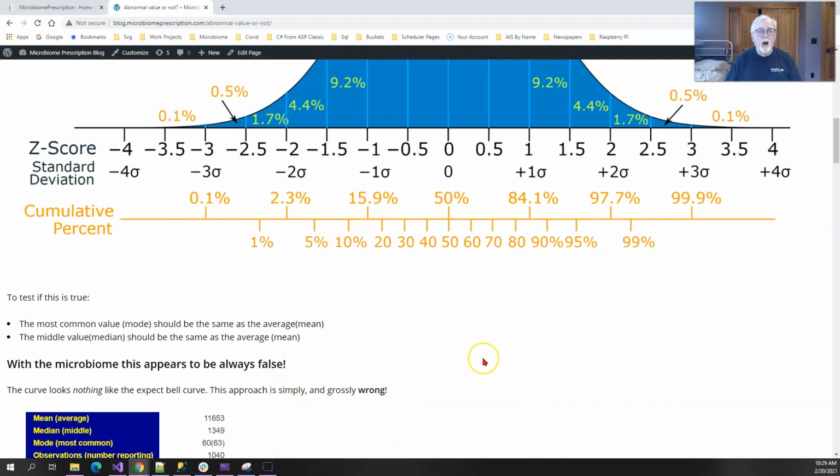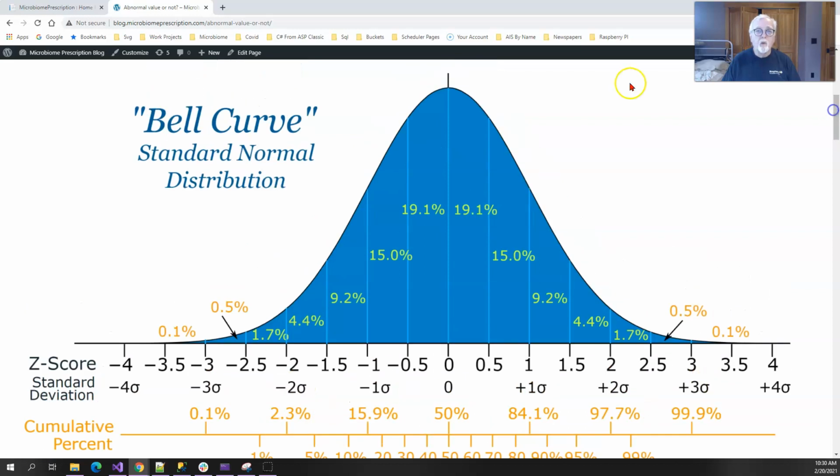Now, if it's indeed a bell curve, we know from mathematics, which I happen to be trained in, that the most common value should be the same as the average and the middle value should be the same as the average. In other words, the most common value, which is the value right here, you see, is right where the average is. And the middle value should be right there too. Half the values are higher, half the values are lower, and that value, which is the middle value, is also what the average value is. That is the criteria to show that it is indeed a bell curve.